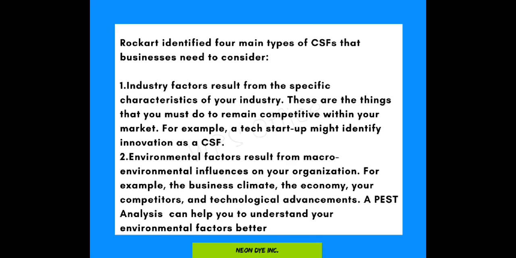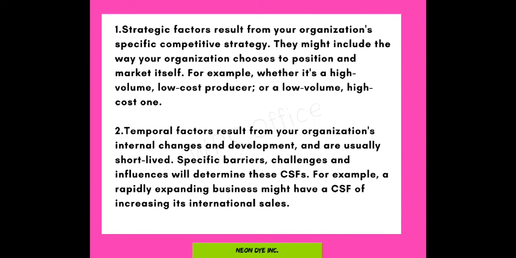Number 2, environmental factors. These result from macro-environmental influences on your organization, for example, the business climate, the economy, your competitors, and technological advancement. A PEST analysis can help you to understand your environmental factors better. Number 3, strategic factors. These result from your organization's specific competitive strategy. They might include the way your organization chooses to position and market itself, for example, whether it's a high volume, low cost procedure, or a low volume, high cost one.